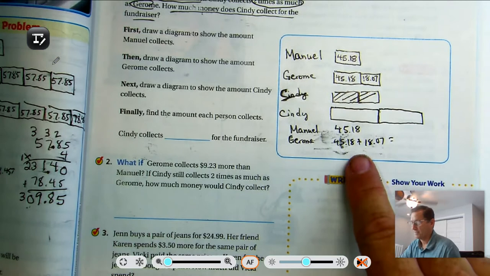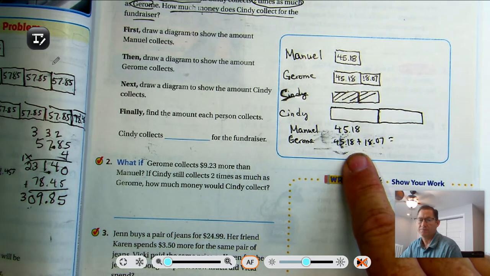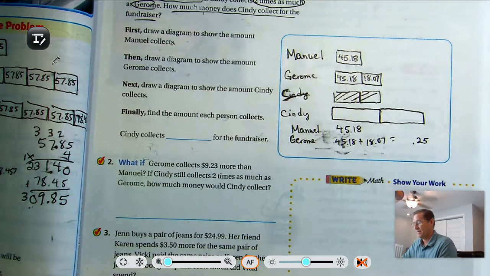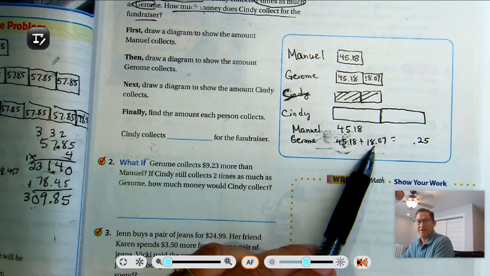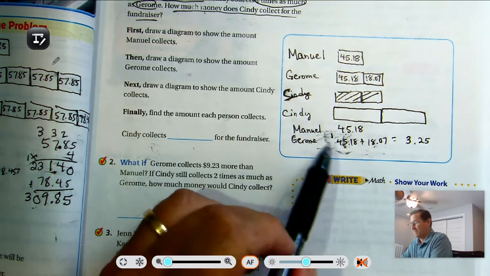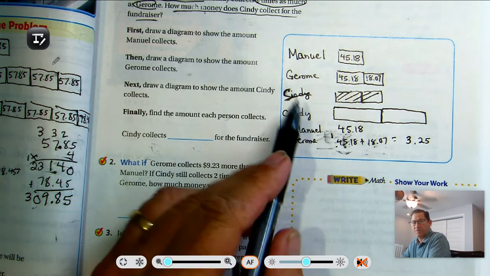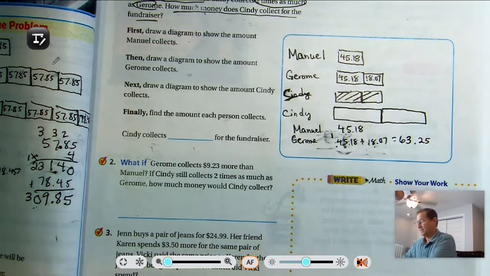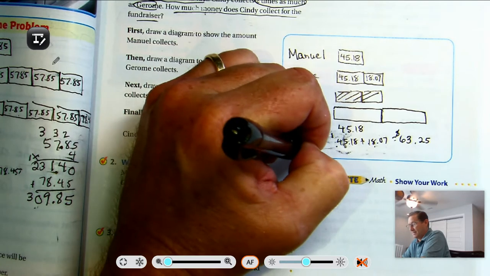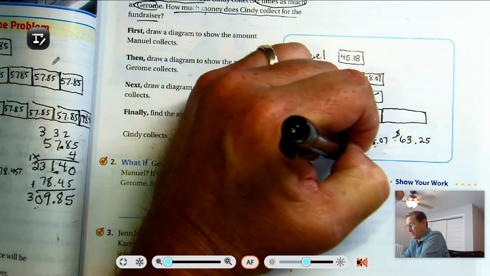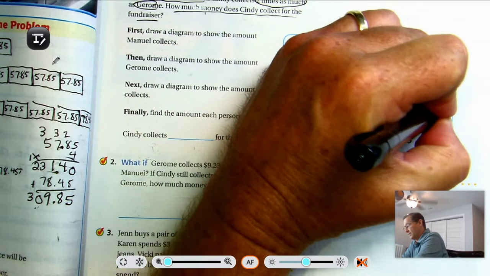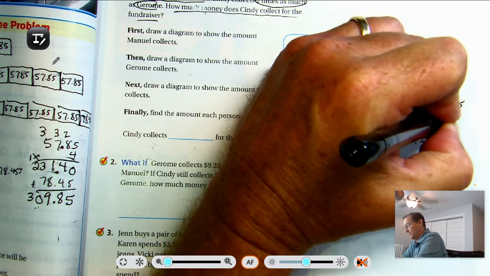Okay, well, let's look at the hundredths amount. 18 hundredths and 7 hundredths. That's 25 hundredths. 8 ones plus 5 ones is 13 ones. And 4 tens plus 1 ten is 5 tens, plus the regrouped is 6 tens. So Jerome collected $63.25. And Cindy's is $63.25 times 2, because her amount was double. So $63.25 times 2.